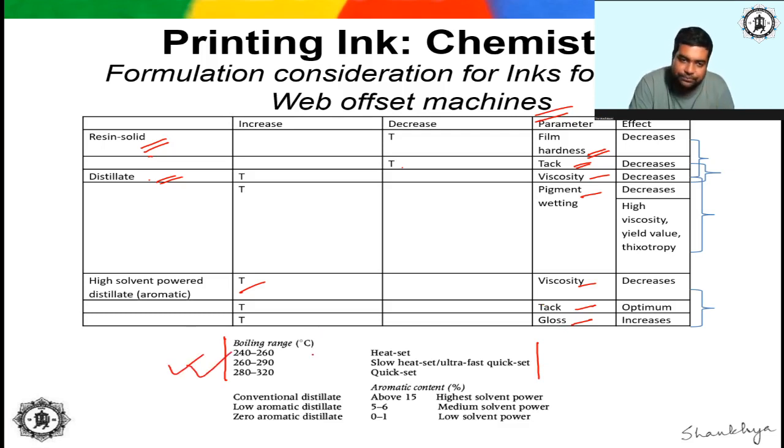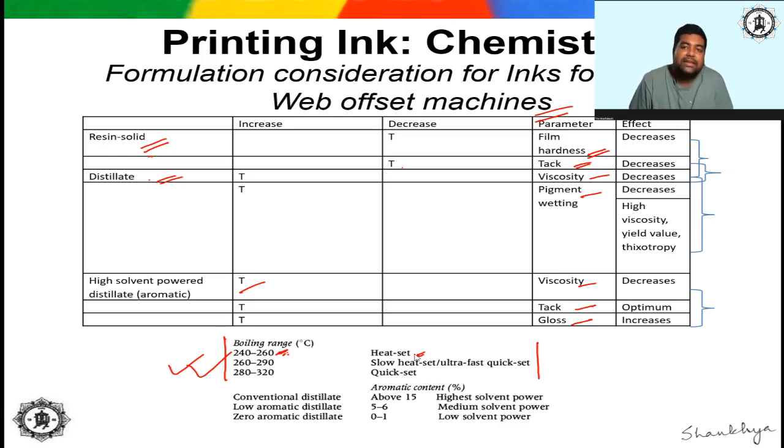Okay, now what I really wanted to talk about is this component over here. See, what is the boiling range of this aromatic free solvent, and which type of ink it is used in. Okay, see, as the boiling range decreases, this is the lowest boiling range. They are used in heatset. Why are they used in heatset? Because as I already told you, heatset uses additional external heat to increase the rate of evaporation of the solvent component and ensure ink drying.